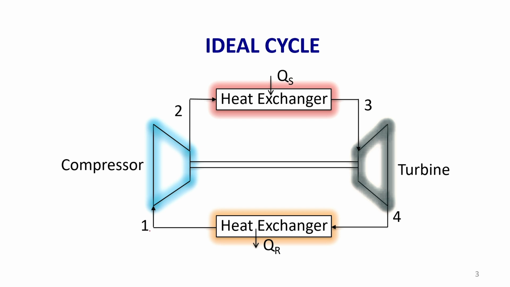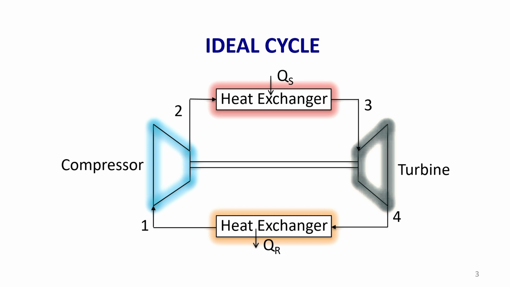Here air is admitted into the compressor. The air from the atmosphere is taken at state point 1 where it is compressed to high pressure and high temperature, and it leaves the compressor at state point 2 and goes to a heat exchanger.